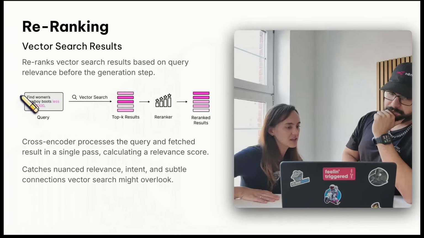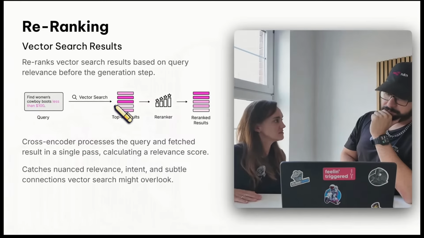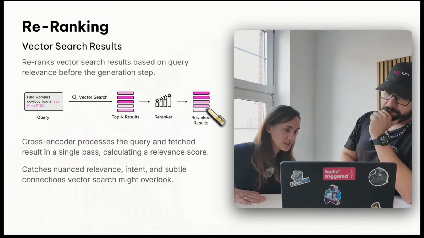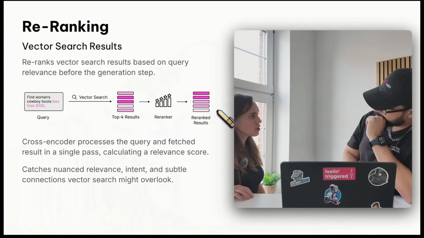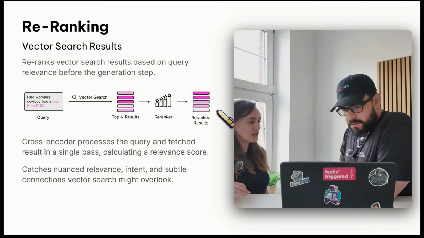So you can see here, like the women's cowboy boots query, again, this is going through a vector search. We have 5 results here, all of varying relevance. They go through a re-ranker model, and then it re-ranks them to this. This is really nice because you can use Cohere re-ranking models, and I think their pricing is pretty good as well. And it's all through an API.